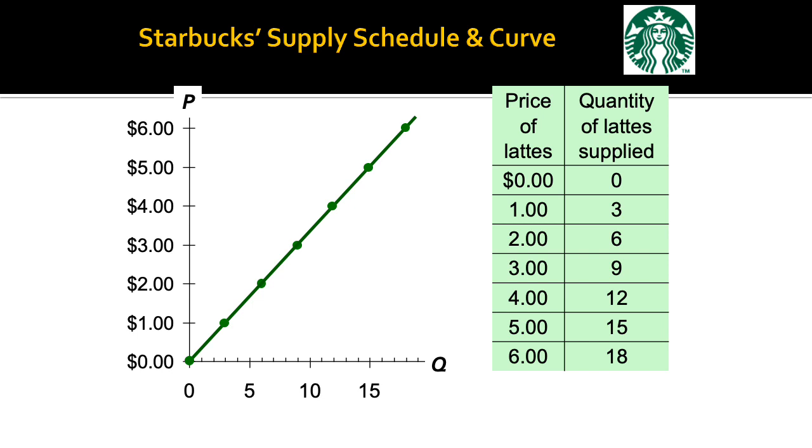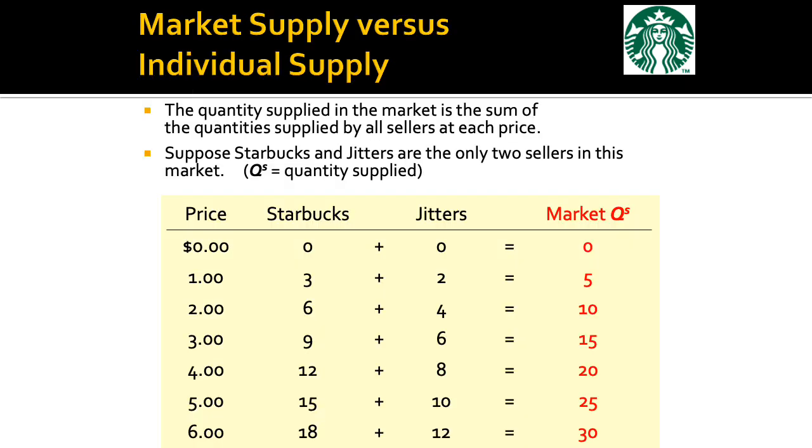Okay. Now, where do we get market supply? Well, the market supply comes from the summation of all the quantity supplied at a variety of prices by different sellers. So, for example, at $2, Starbucks is willing to sell 6 lattes. Jitters is willing to sell 4, and so at $2 the market supply of lattes is 10 units. Now, why may Starbucks and Jitters vary in the number of units they're willing to supply? Well, that could be tied to their costs of production.